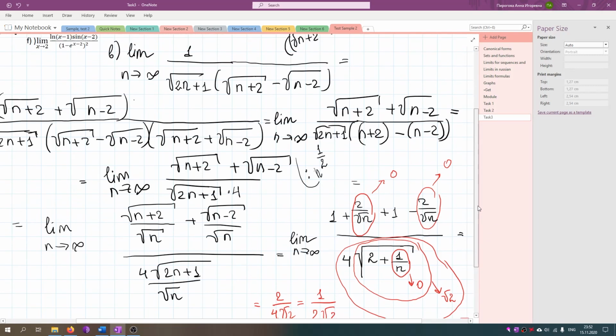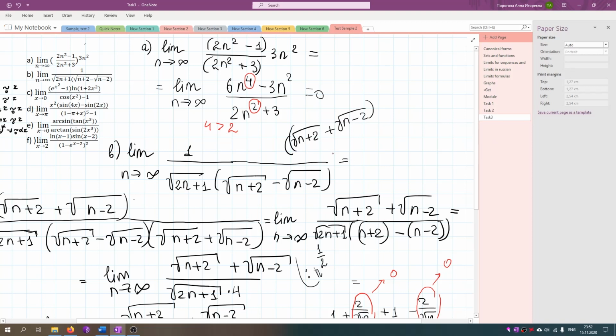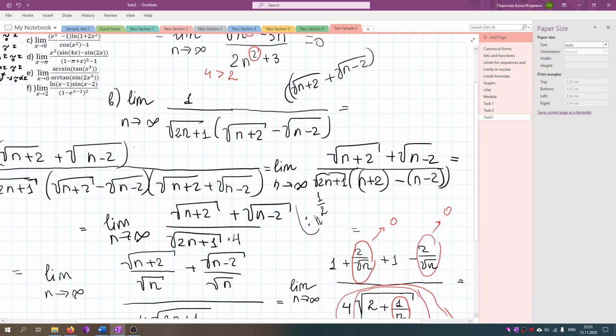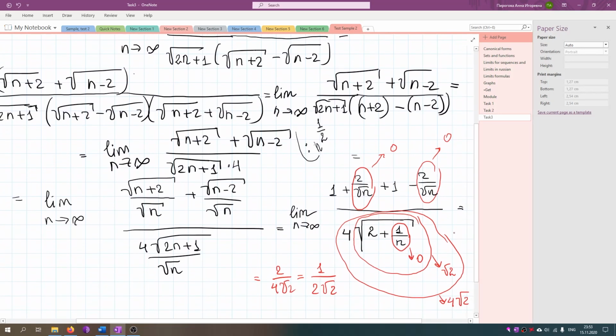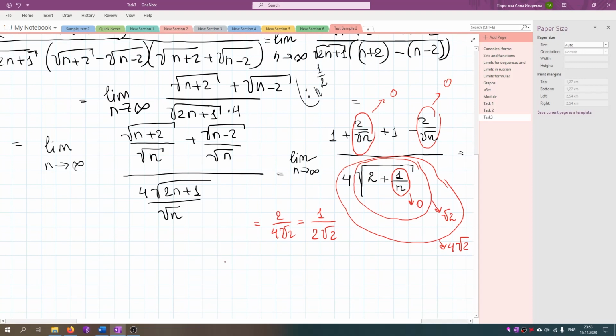So again, just to remember better: firstly, we multiply by the opposite expression with square roots. We simplify our expression, and then we divide by the highest power of the numerator and denominator, and then we just find what the final answer will be.